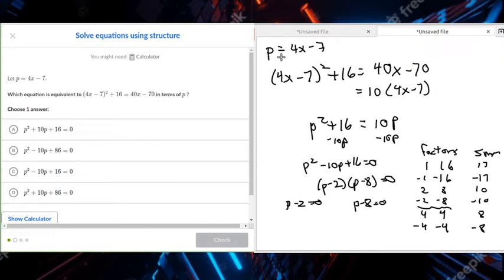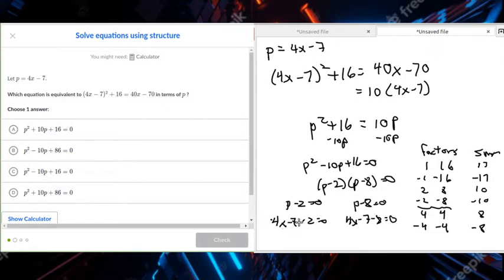But let's not forget, p is equal to 4x minus 7. So I'm going to substitute that back in. P minus 2 is 0, so 4x minus 7 minus 2 is 0. P minus 8 is 0, so 4x minus 7 minus 8 is 0.